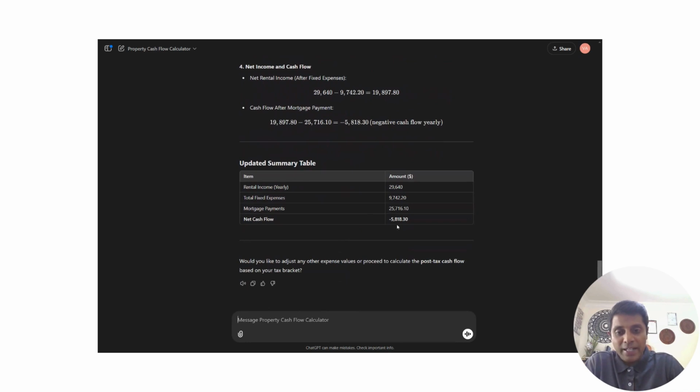Now you could see that the net cash flow has been changed and it's been considerably reduced when compared to the previous outcome. That's the net cash flow before tax, and the tool is intelligent enough to calculate the post-tax calculation as well, based on the tax bracket Manny and Rani fall under as a family, because they are purchasing this property under both their names. So let's calculate the post-tax cash flow.